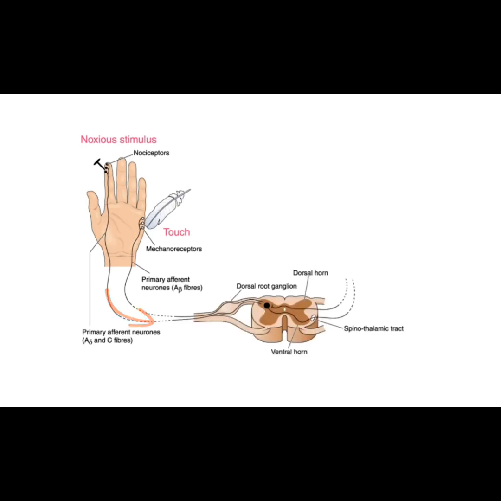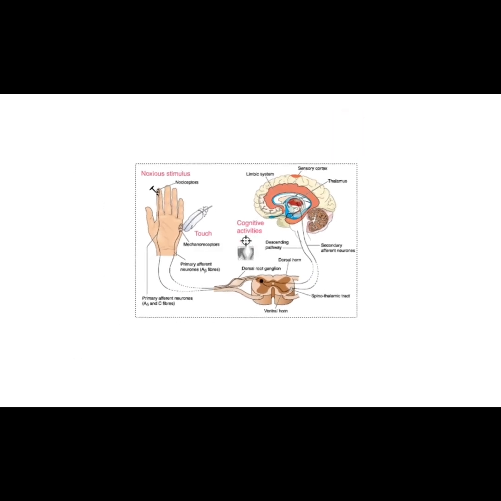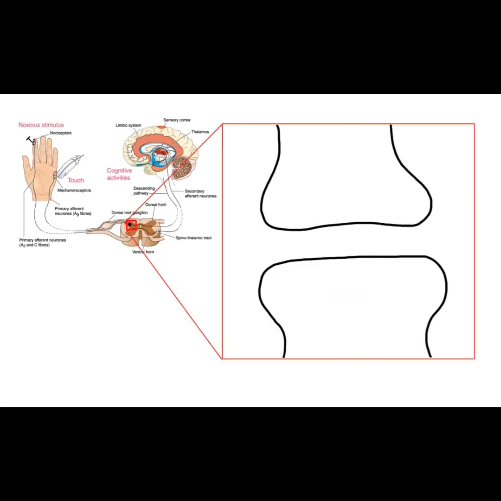From there, the signal is carried through the spinothalamic tract to the thalamus, and then to the somatosensory cortex, where pain is perceived. Now, on a microscopic level, the pain signal takes the form of a series of action potentials that fire repeatedly depending on the intensity of pain. To enhance movement across the synaptic cleft, transmitter chemicals are released from the presynaptic neurons, including glutamate, substance P, and calcitonin gene-related peptide, CGRP for short.